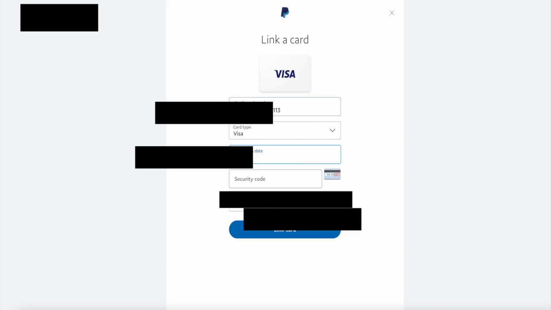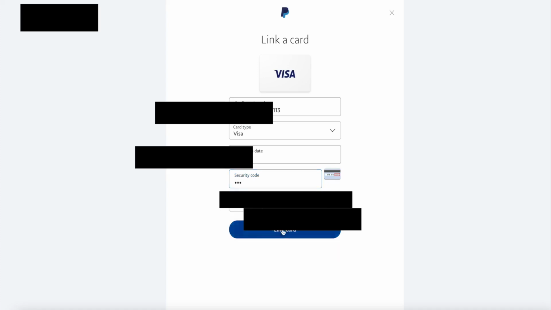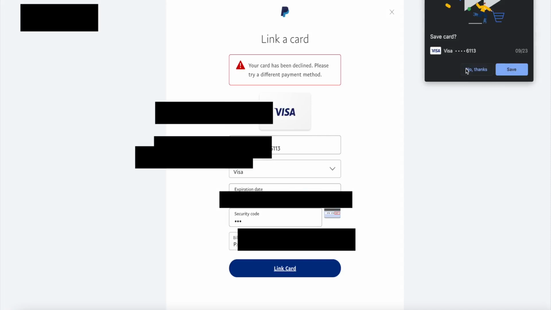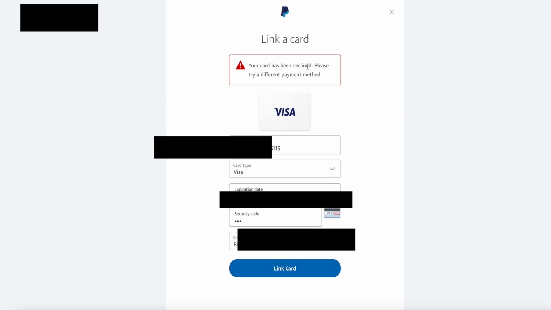Even if a card is PayPal supported, PayPal's security system may block the attempt because of fraud concerns, and they verify that you are the right person linking the card. It says your card has been declined, please try a different payment method. Many of you have commented about this. I use both a Visa card and a Mastercard.